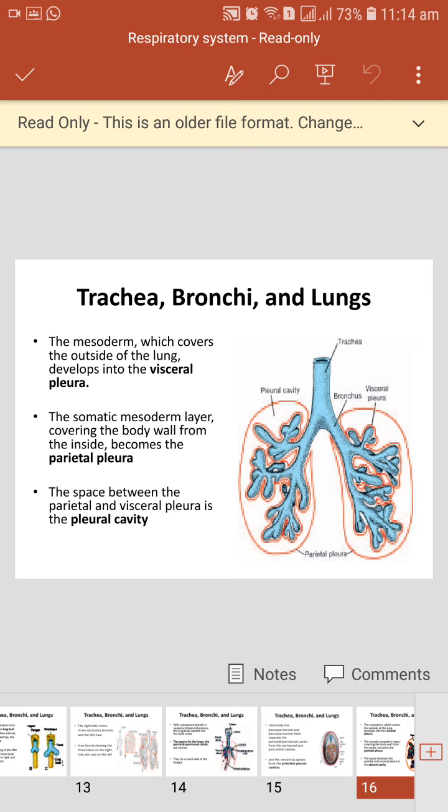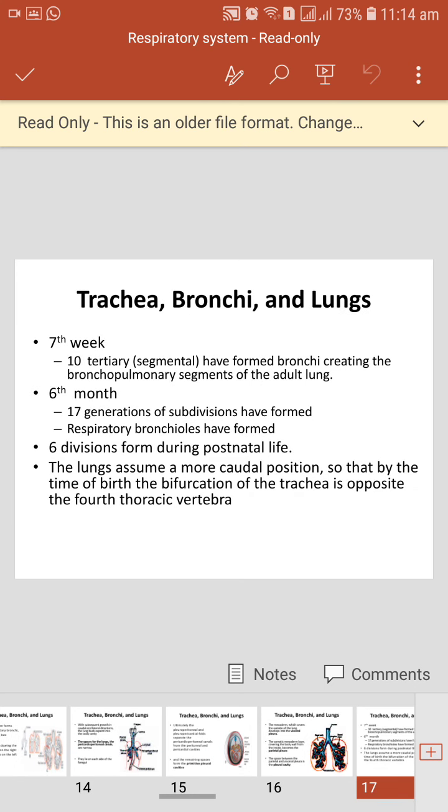The mesoderm, which covers the outside of the lungs, develops into the visceral pleura, while the somatic mesoderm layer covering the body wall from the inside becomes the parietal pleura, and the space between the visceral and the parietal pleura will form the pleural cavity. In this diagram, you can see here the visceral pleura adjacent to the bronchi and parietal pleura covering the body wall, and the space between these two pleura is the pleural cavity.